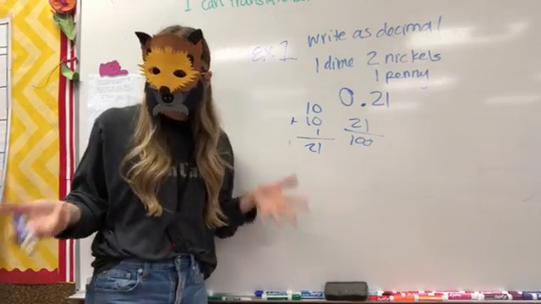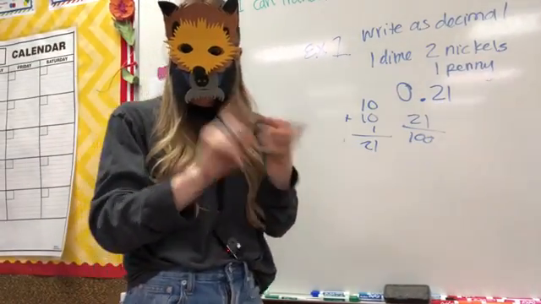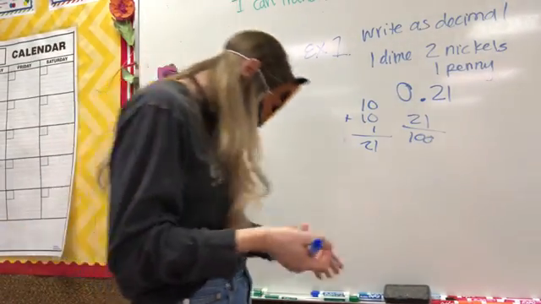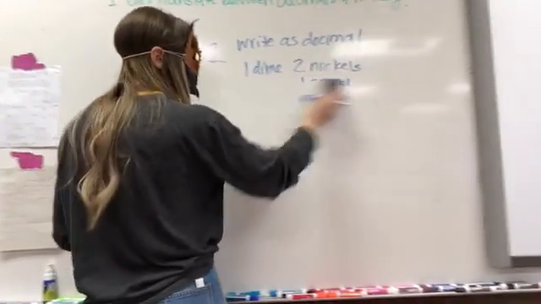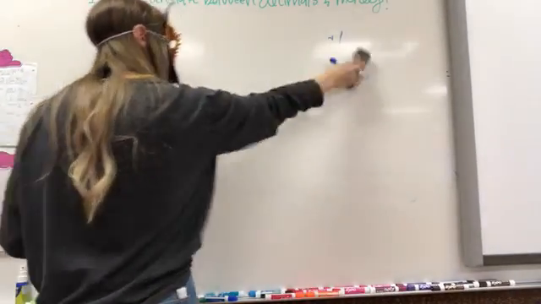Pretty chill, right? So step 1, you got to figure out how much money you have. And then step 2, you're either writing it as a decimal or a fraction. Remember, it's always out of 100. All right, let's do another example.